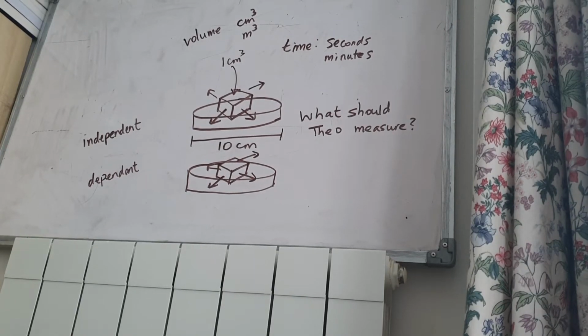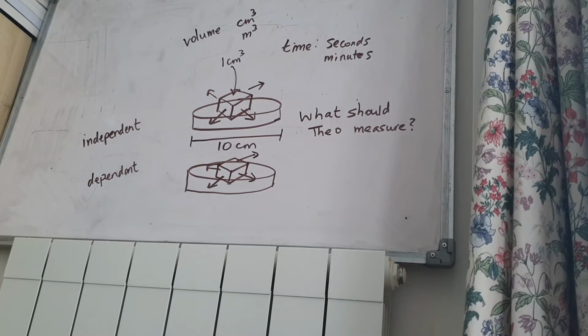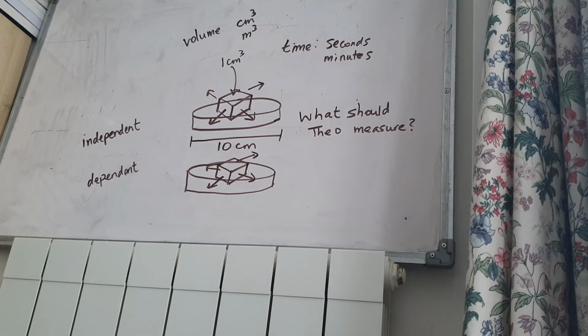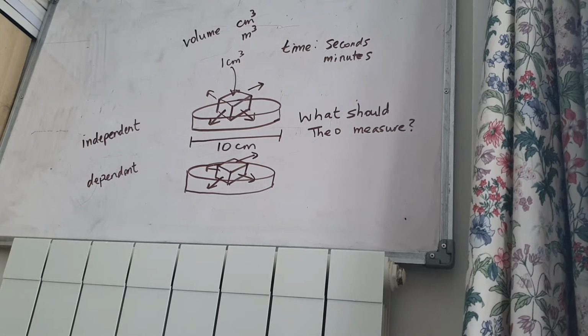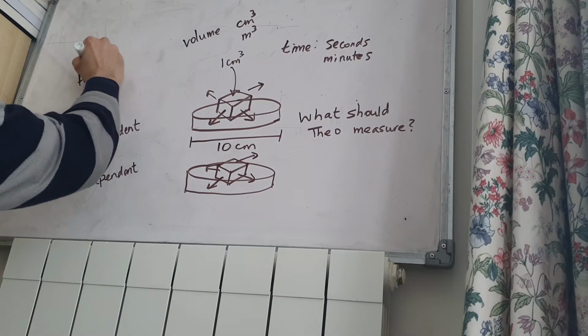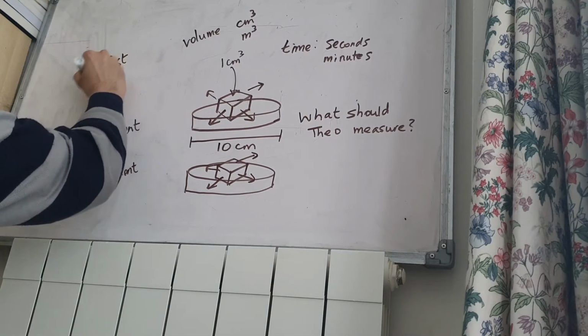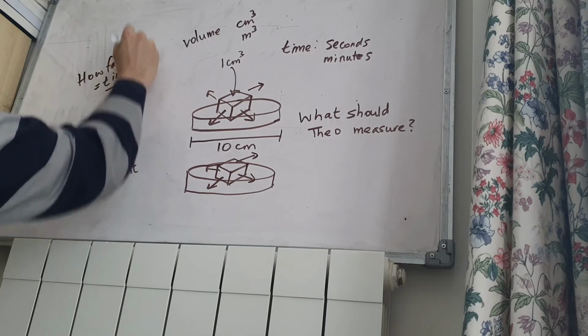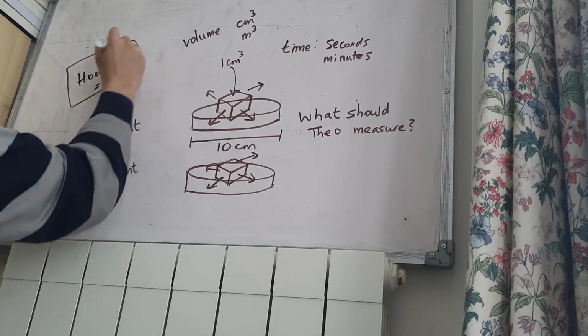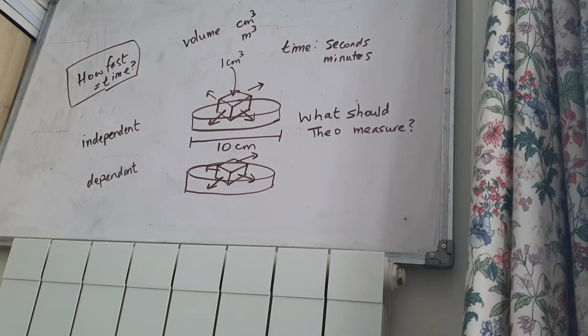All right, so this is question 11. Now, question 11 says Theo wants to find out how fast diffusion can happen. So when it's asking how fast, it's usually talking about the time it takes. So how fast is the time? So if the question says how fast something is, you want to measure the time.